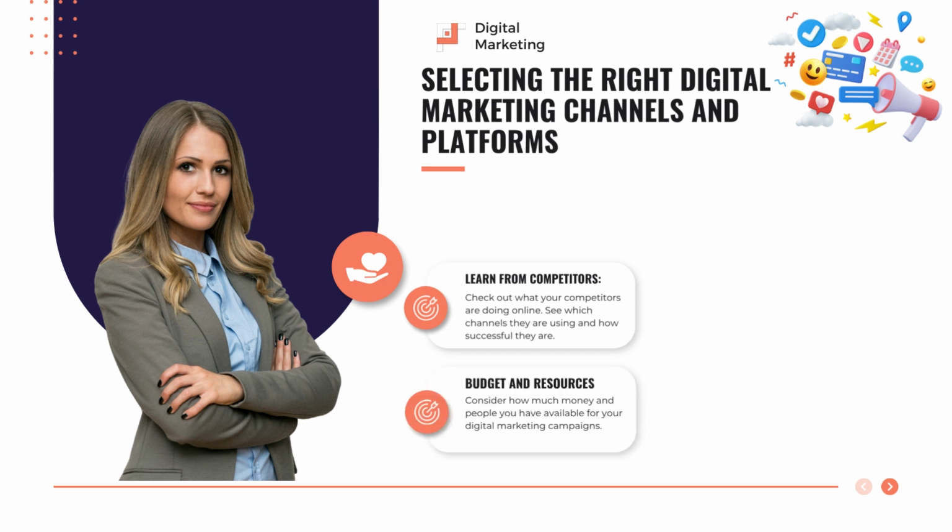6. Budget and resources. Consider how much money and people you have available for your digital marketing campaigns. Some channels might need more money or dedicated staff. So, it's essential to know the costs and resources required for each one. 7. Test and measure. Start with a few channels and test them out. See how well they perform by tracking things like website traffic, conversions, clicks, engagement, and return on investment, ROI. Use this data to pick the best channels for your business.